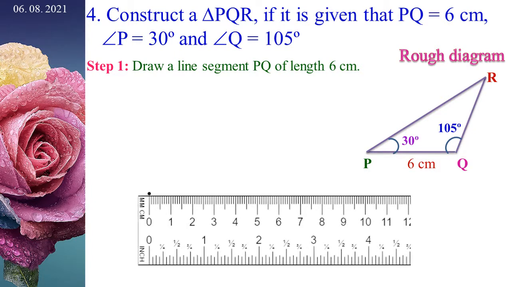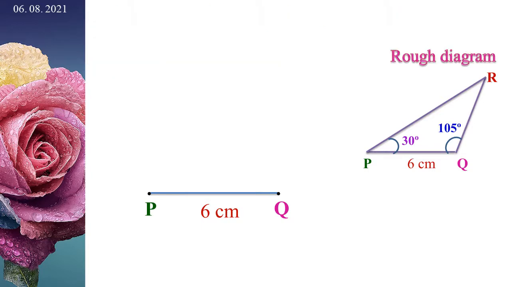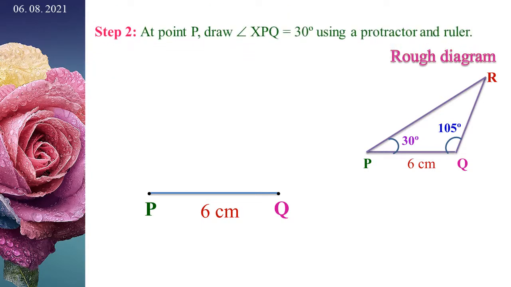Take a scale, mark a point 0 to 6. Take a measure 6 cm. Join the line. Remove the scale. Give the name PQ. Write a measure 6 cm. Step 2. At point P, draw angle XPQ equal to 30 degrees using a protractor and ruler.